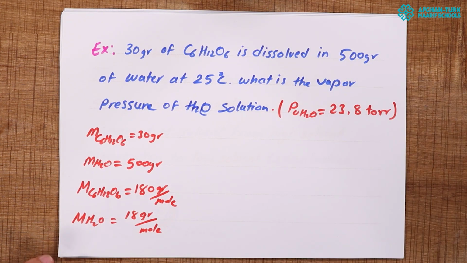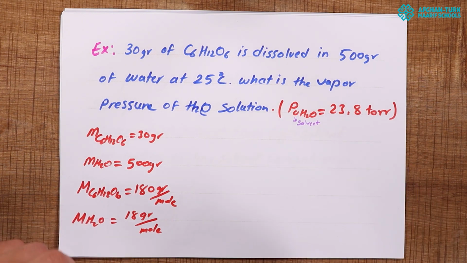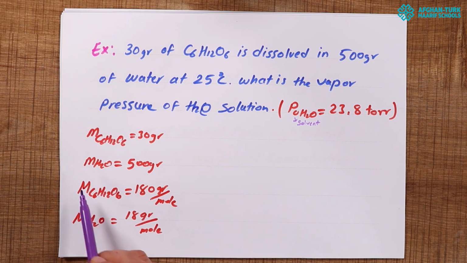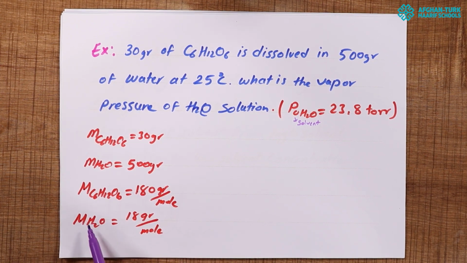Also, let me do an example. Here we have 30 grams of glucose dissolved in 500 grams of water at 25 centigrade. What is the vapor pressure of the solution? It also gives us the vapor pressure of the solvent, 23.82. Let me categorize the data here. We have the mass of glucose, 30 grams. Mass of water, 500 grams. The molar mass of glucose is given as 180 gram per mole. Also, we have the molar mass of water, 18 gram per mole.